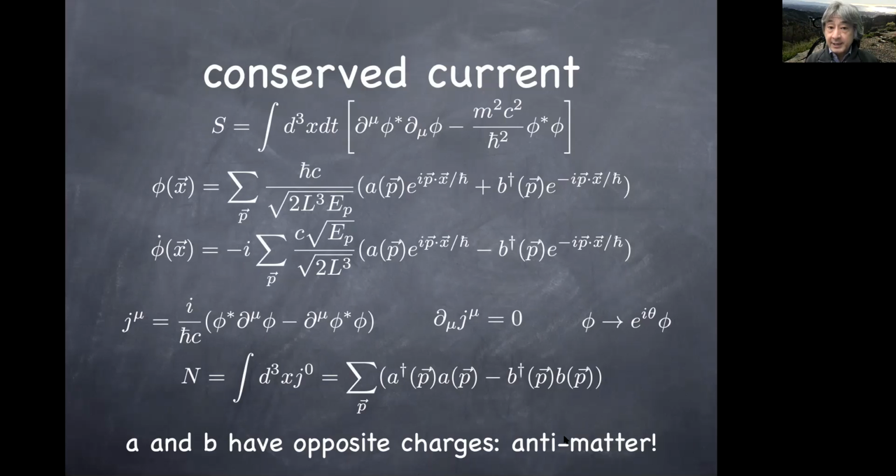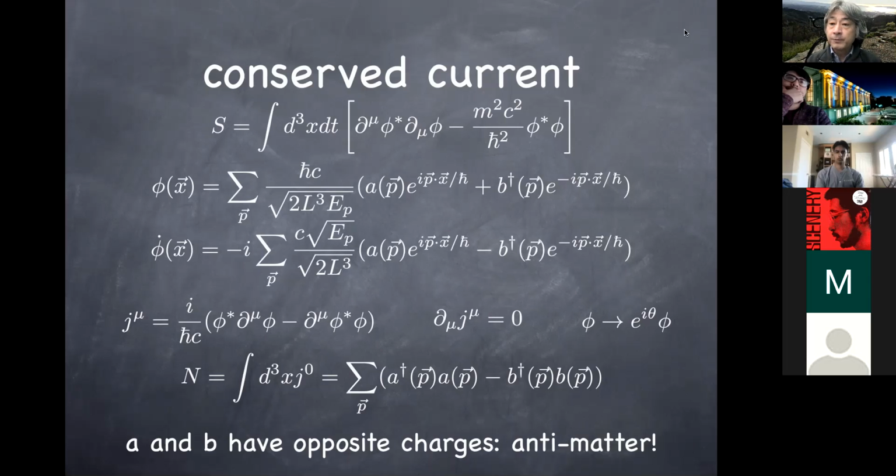So what you see here is that just by looking at this action for the complex Klein-Gordon field, we could derive from first principles that you have two sets of harmonic oscillators and therefore two sets of particles of the same mass, but with opposite charges. And that is now a prediction of this complex Klein-Gordon theory.